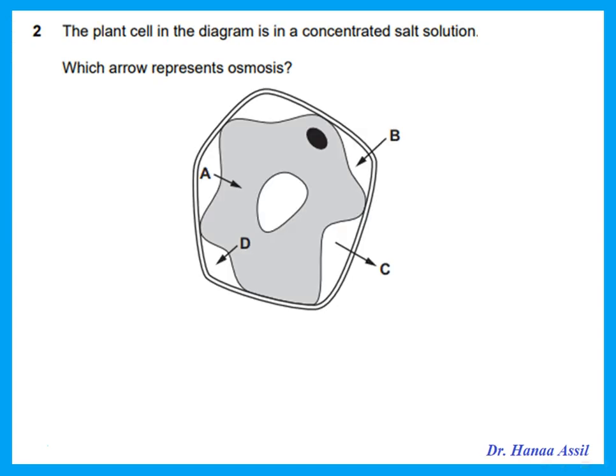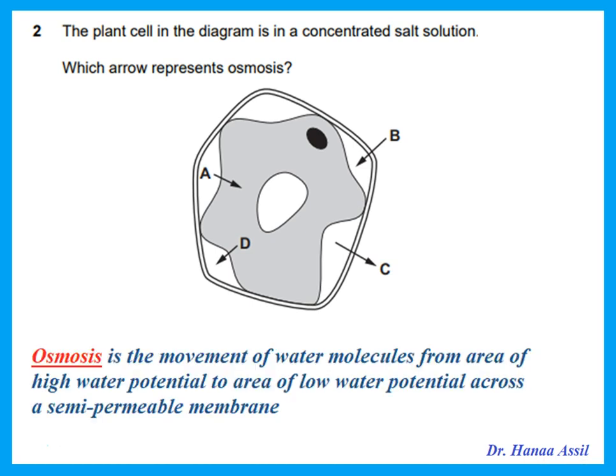The plant cell in the diagram is in a concentrated salt solution. Which arrow represents osmosis? If you remember, what is osmosis? Osmosis is the movement of water molecules from an area of high water potential, or high concentration of water, or dilute solution, to an area of low water potential across a semi-permeable membrane.